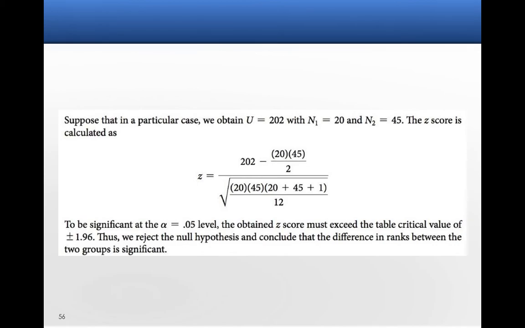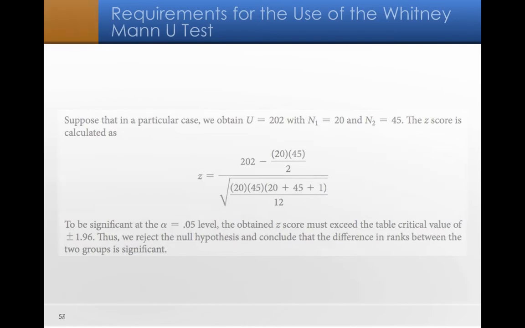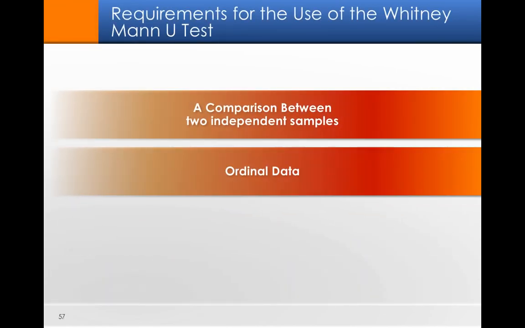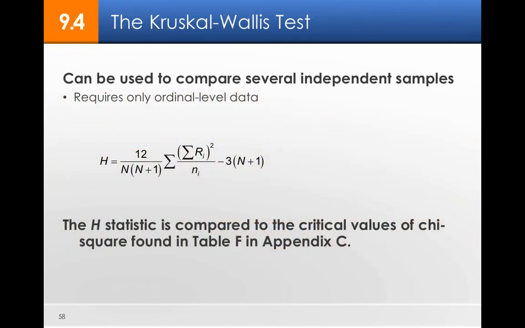So we're going to calculate a z-score here, and the obtained z-score has to exceed the table critical value of plus or minus 1.96. So we do conclude that the difference in ranks between the two groups is significant. So again, comparison of 2 independent samples, ordinal data, random sample.